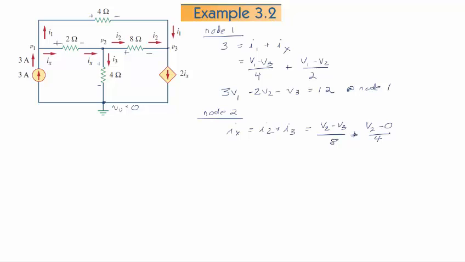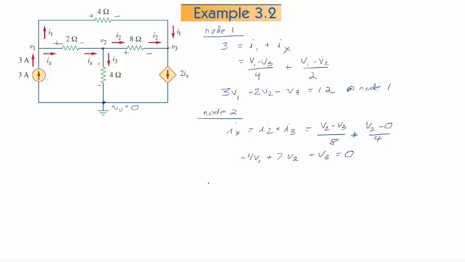And so I'm going to clean up this fractional stuff, multiply both sides times 8, and I will get minus 4V1 plus 7V2 minus V3 equals 0. It equals 0 because this node doesn't have any of these known current sources involved, so it will equal 0. So that's at node 2.